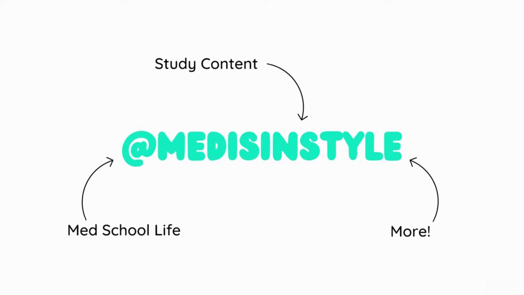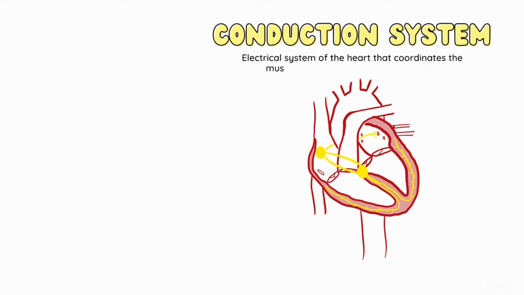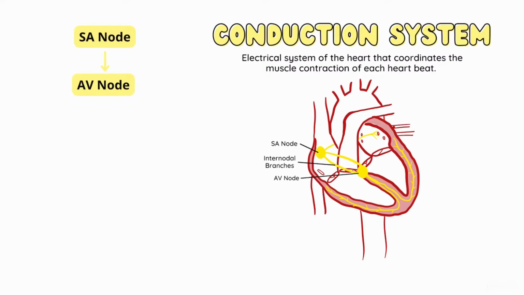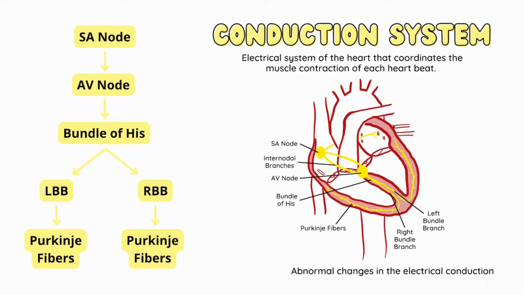Okay, let's get started. We have discussed the conduction system of the heart in several prior videos. In essence, it's the electrical system of the heart that coordinates the muscle contraction of each heartbeat. The system begins in the SA node, travels through the internodal branches to the AV node, through the bundle of His, the left and right bundle branches, and the Purkinje fibers. When this system becomes problematic, the heart does not contract properly or pump blood as required. Any abnormal changes in the electrical conduction are known as arrhythmias.